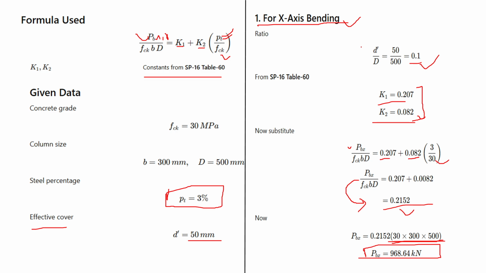So first you have to find the d' by D ratio. After getting the d' by D ratio, I will go to Chart 16, Table 16 in SP-16. From there we will get K1 and K2, and again I will put the values in this formula and I will get the PBX.